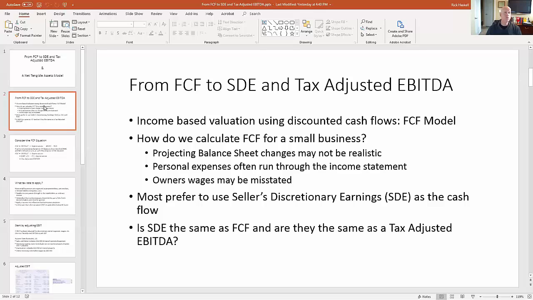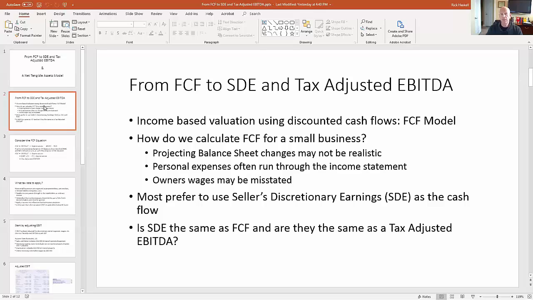Or sometimes they overpay themselves because they've got a nicely profitable business and they pay themselves more than they could expect to make anywhere else in the market. So we have to think about making adjustments for that. We also might have to think about making adjustments with respect to rent if the business owns its own property. And so we'll look at that as we go through these.